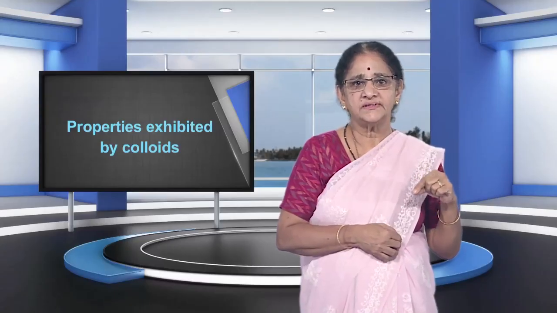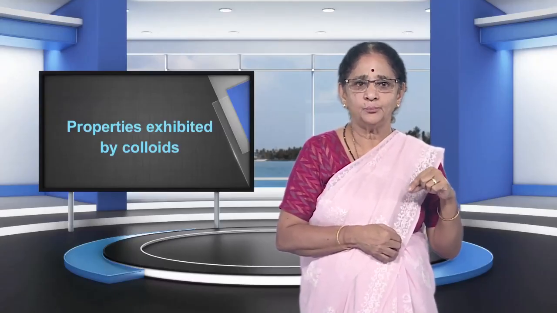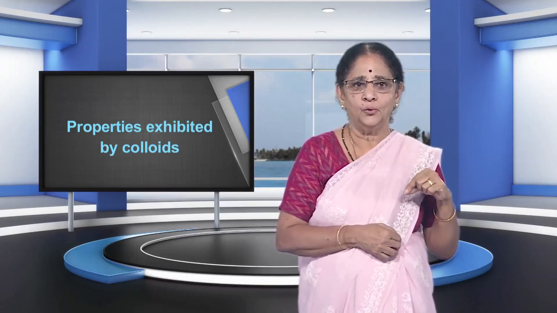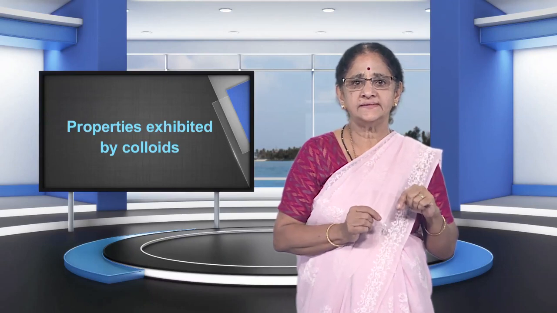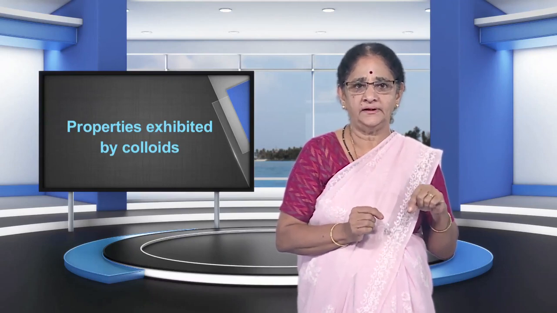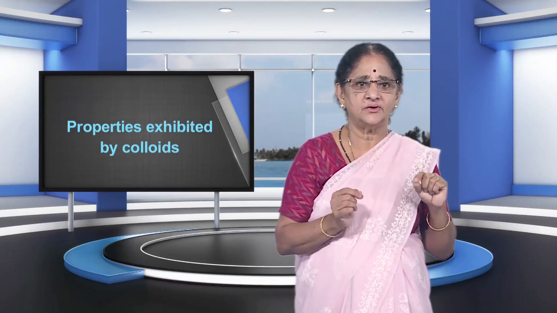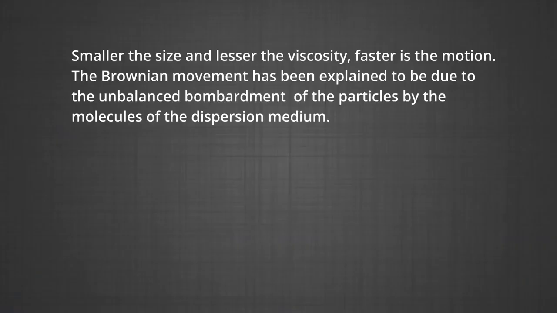This motion was first observed by the British botanist Robert Brown and is known as Brownian movement. This motion is independent of the nature of the colloid, but depends upon the size of the particles and viscosity of the solution. Smaller the size and lesser the viscosity, faster is the motion.